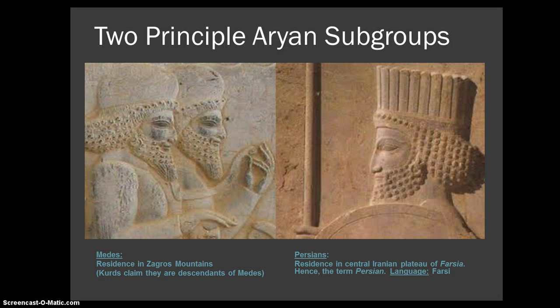So, two principal Aryan subgroups. There were the Medes and the Persians. Those of you who studied the Bible would be familiar with the Persians and the Medes being talked about together in some of the texts. The Medes had residence in the Zagros Mountains. Kurds today, you might have heard about them in Iraq. They're in Turkey and in parts of Syria. But Kurds claim that they are descendants of the Medes.